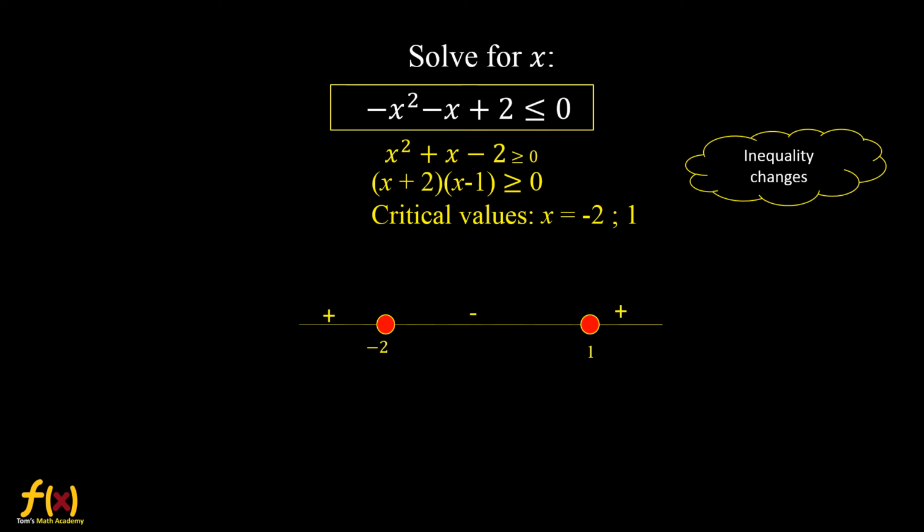And now what is our question? x squared plus x minus 2 greater than or equal to 0. Where is the positive part on the x-axis or the number line? Less than minus 2 is positive. Greater than 1 is also positive. So that is our answer. x less than or equal to, because in the question we have equal to, x less than or equal to minus 2 or x greater than or equal to 1. Any number greater than or equal to 1. Any number less than or equal to minus 2.